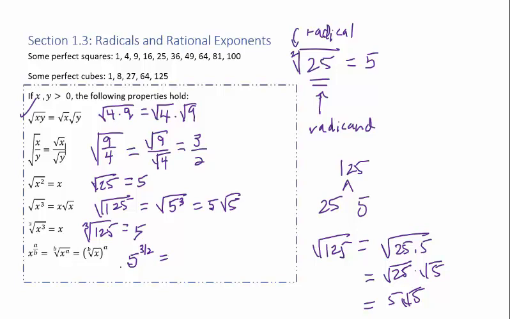Okay, that is going to be rewritten as the square root. The 2 gives us the index of the radical. The square root of 5 to the 3rd, that's one option. The square root of 5 and then to the 3rd, that's another option. And then you can simplify from there and write it in simplest radical form. And so we would end up again with 5 square root of 5.